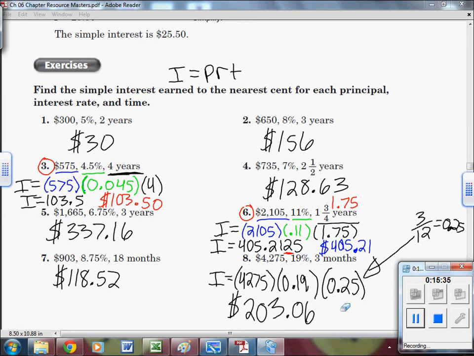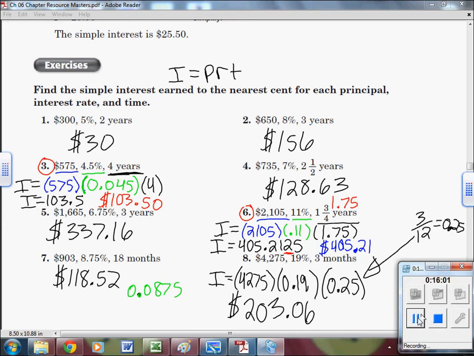I want to point out, when you have percentages like in 5 and 7, make sure you're converting the rate correctly. When you go to multiply by the rate in number 7, it's going to be 0.0875. That's what you're going to have inside of your formula, like where we had 0.045 in number 3. That's what you're going to be using in questions like number 5 and number 7. So take some time to think about how you did on those. And then we'll do a few more examples.